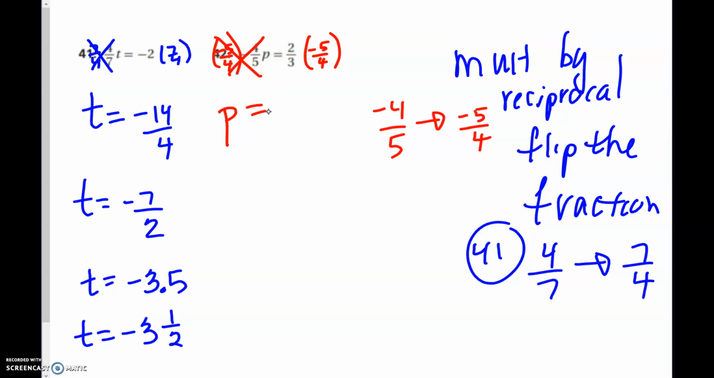Okay, now you guys can go ahead and multiply this out and you can reduce it on your calculator. So we have 2 times -5 is a -10, and 3 times 4 is 12. Now both of these are even, so I can divide by 2. So P is equal to -5 over 6.